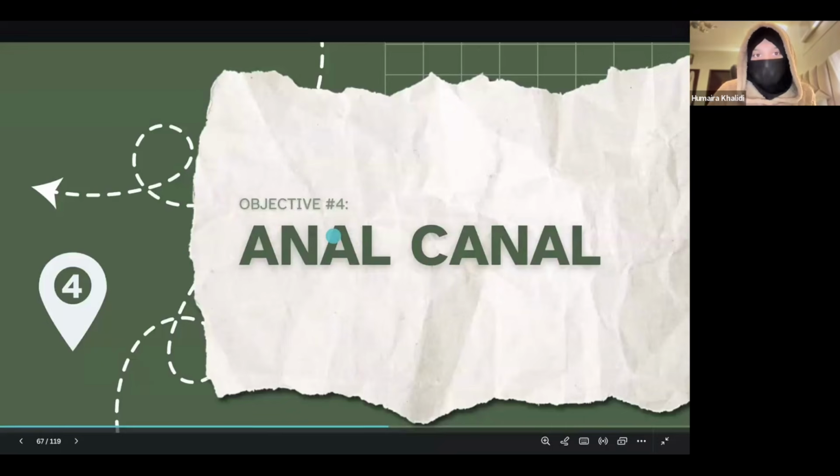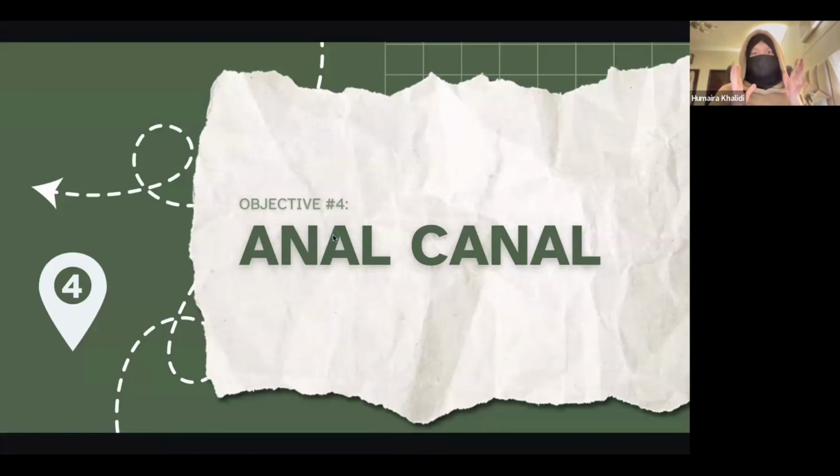I'm gonna share my screen. Okay. So, I see that Leen has already done the large intestine. So what comes after the large intestine and the rectum? You're gonna have the anal canal.